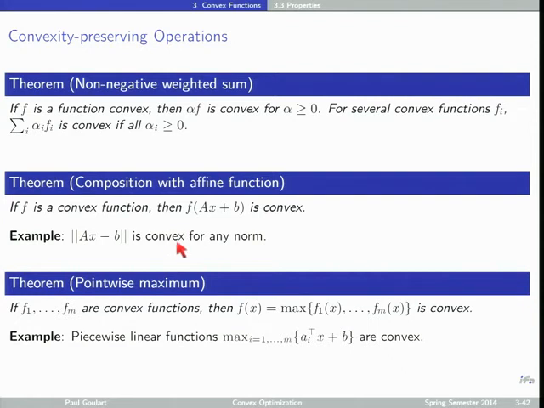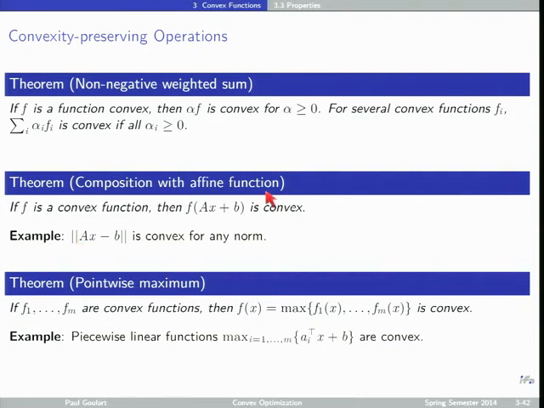So if I have a norm, any norm, which I usually write as the norm of x, the norm of ax minus b is also convex. The norm is convex, so I put a linear thing inside its argument. I didn't screw it up. Okay, so this is another nice one.